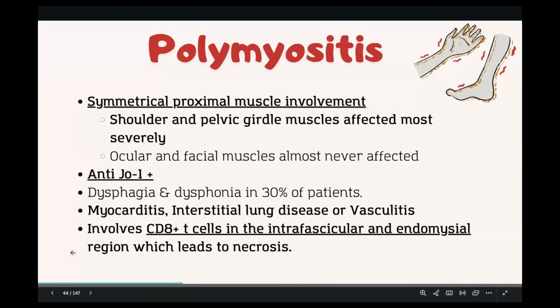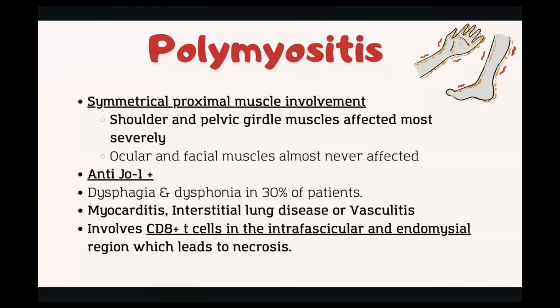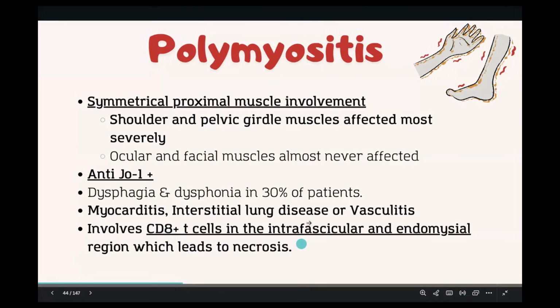So again, as we said, polymyositis, symmetrical proximal muscle involvement. It involves the shoulder and pelvic girdle muscles mainly. The antibody is anti-Jo1 positive. We have other diseases that are associated like dysphagia, dysphonia, myocarditis, interstitial lung disease. And how the inflammation occurs, it involves CD8 positive T cells in the perivascular and the endomysial region.